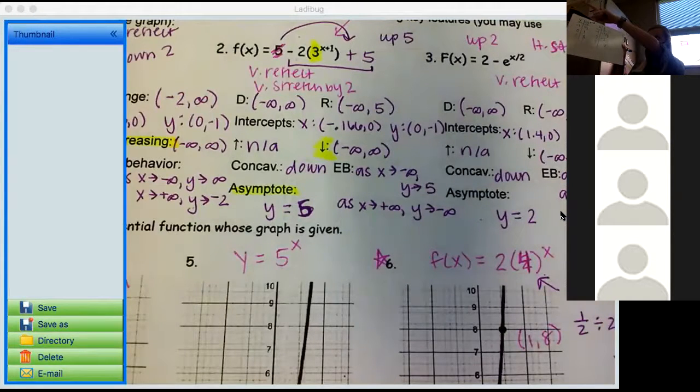Then the horizontal shift is left 1, so you subtract 1 from x. And the vertical shift is up 5, so you add 5 to y. Just like we did in Unit 1. That works for every single kind of function. That's why I like to teach it that way.